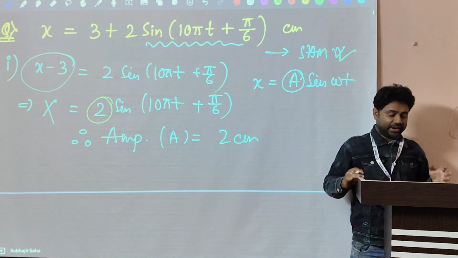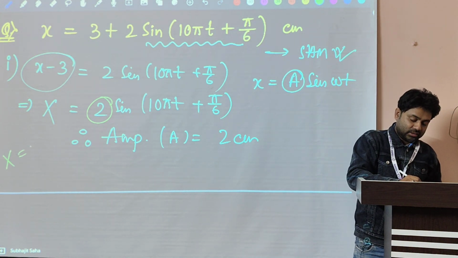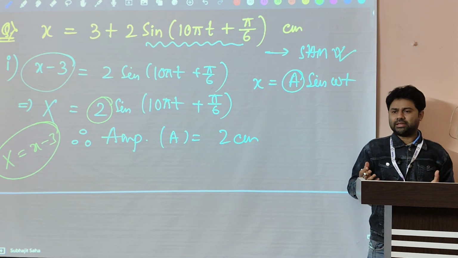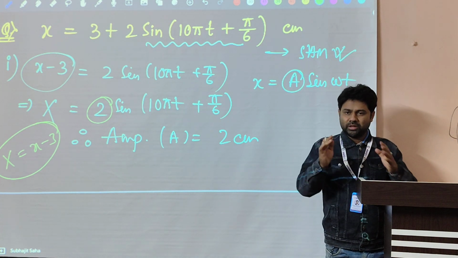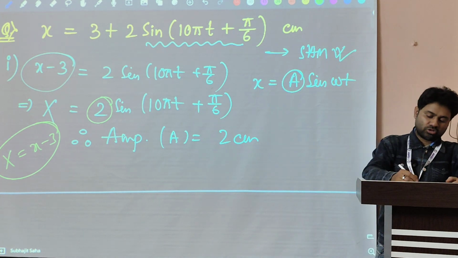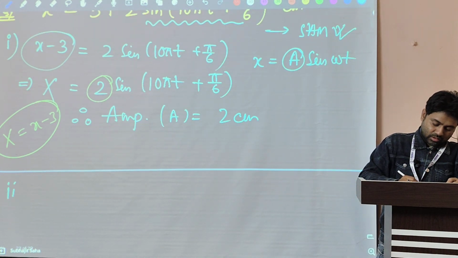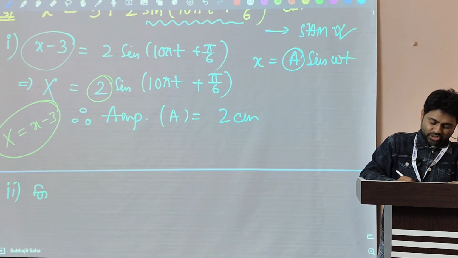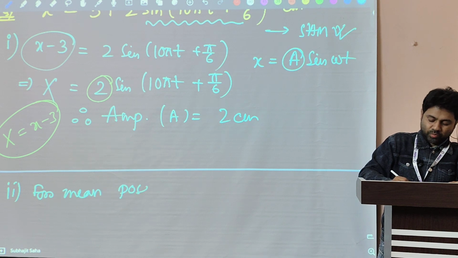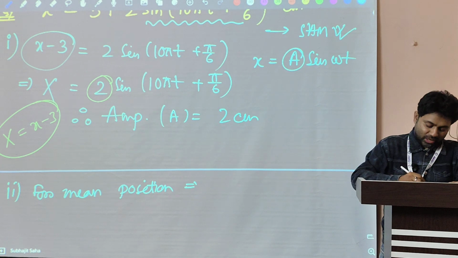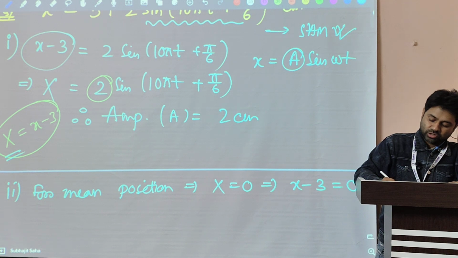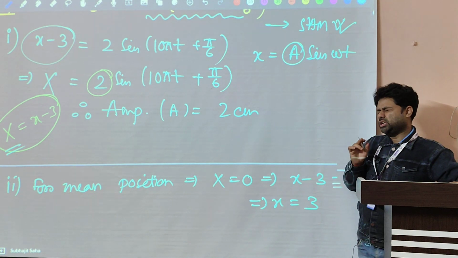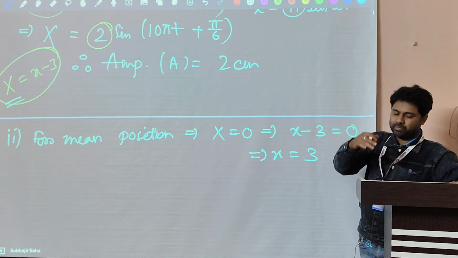Just send 3 to the other hand side and take x minus 3. Capital X is our new coordinate, X equals x minus 3. That means the equilibrium position of the particle is x equal to 3, not x equal to 0. The mean position is not x equal to 0 for this particle. I will also write that. For mean position, you probably know that X should be 0, but our new variable is capital X, so capital X should be 0. So small x minus 3 equals 0, so x equals 3. So the mean position is not x equal to 0 as it was in the previous functions.